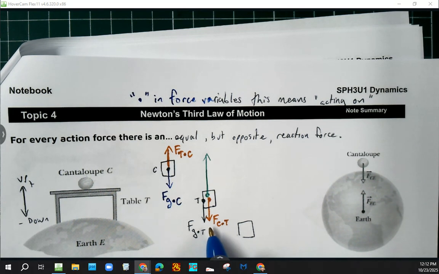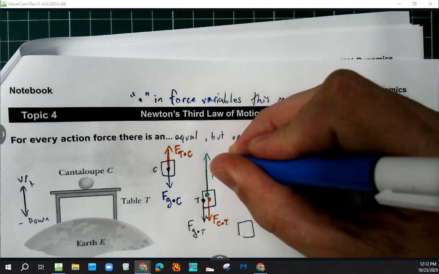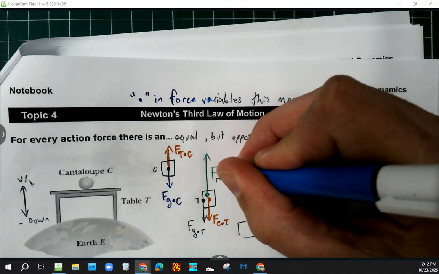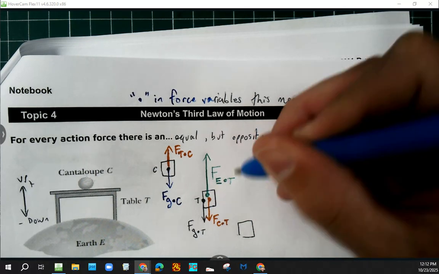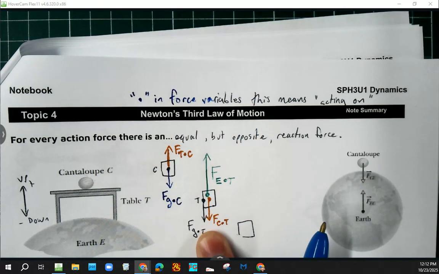Yeah, it's going to counterbalance those two forces. You're right. Okay, so I like the call that there's the force of the earth acting up on the table, but it's going to have to be bigger than the other two. In fact, it's going to counterbalance the other two, because I know the table stays put.